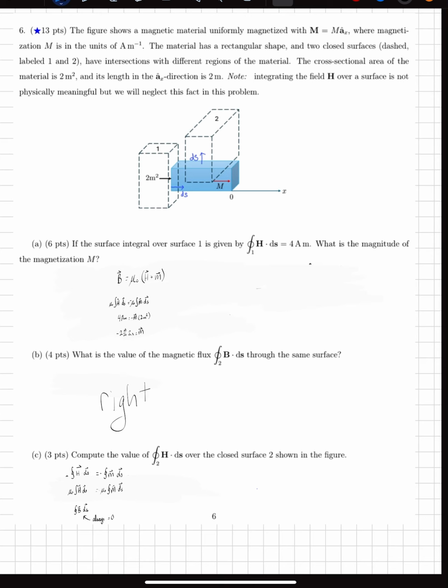It says that integrating the field H over the surface is not physically meaningful, but we will neglect that fact for this problem. For part A, it says that if the surface integral over surface 1 of H dot dS equals 4 amps per meter, what is the magnitude of the magnetization M?